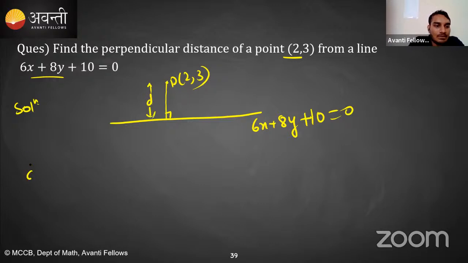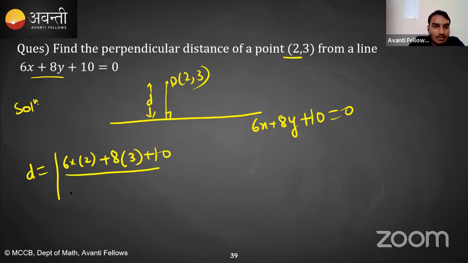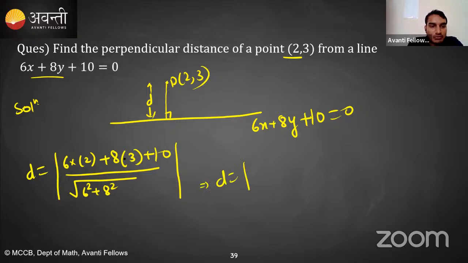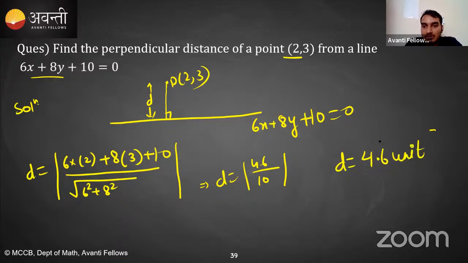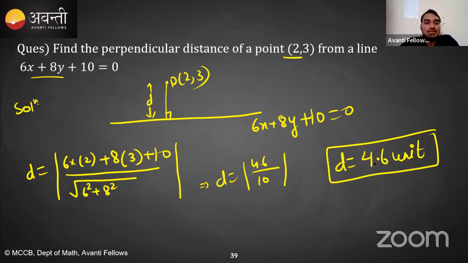How will you find it? The distance is (a x1 plus b y1 plus c) divided by root of a square plus b square, which is 6 into 2 plus 8 into 3 plus 10. Simple. Now calculate it. What does d come to? 12 plus 24 is 36, plus 10 is 46, upon root 100, which is 10. So the distance is 4.6 units. This is the distance.